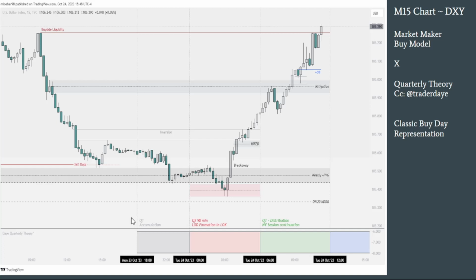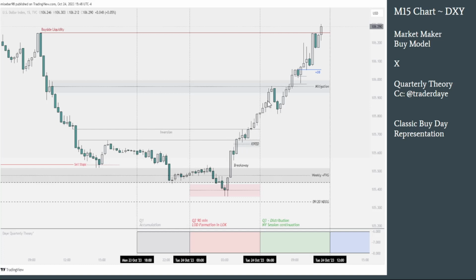But as you can see, we have Q1, which is accumulation, Q2, which is manipulation, the low of the day forming inside of London kill zone here. And once price displaces higher, we form a breakaway gap here that was not traded back into. And then we have price continue trading through this bearish fair value gap, turning it into an inversion. And we have an institutional order flow entry drill right here with the tag.